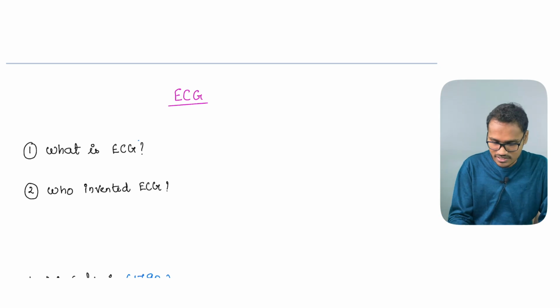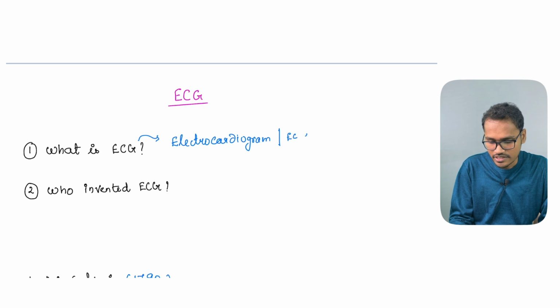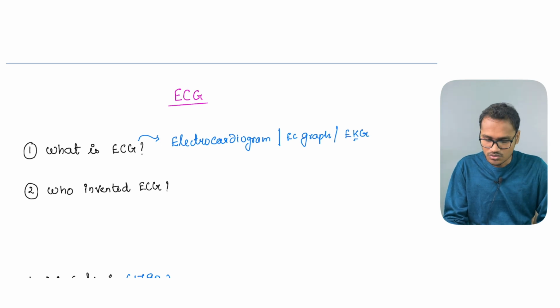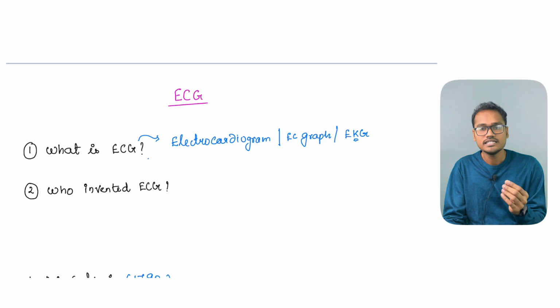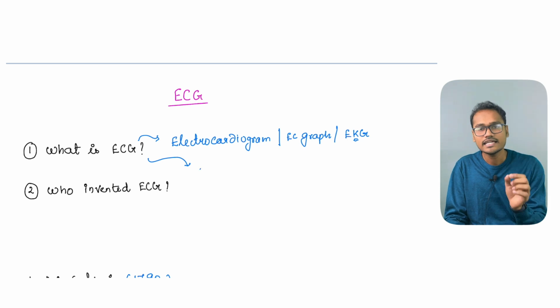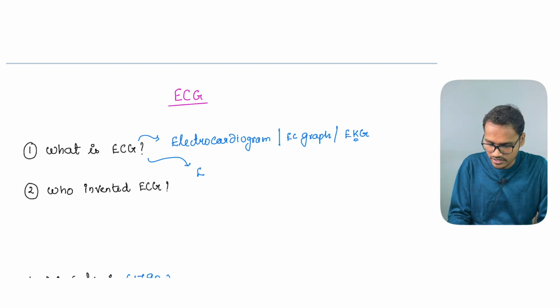So first of all, what is an ECG? ECG, all of you know, stands for electrocardiogram. Sometimes the recording is also called an electrocardiograph. And sometimes you will see the term EKG, which is also nothing but electrocardiogram, with a K. So what is the ECG definition, what is it recording? It is recording the electrical activity of the heart.